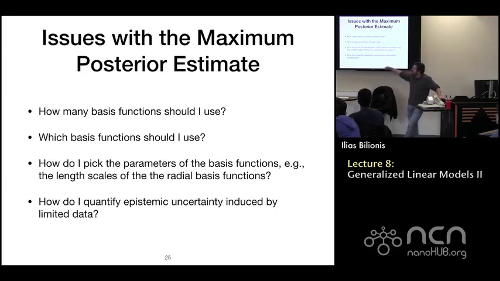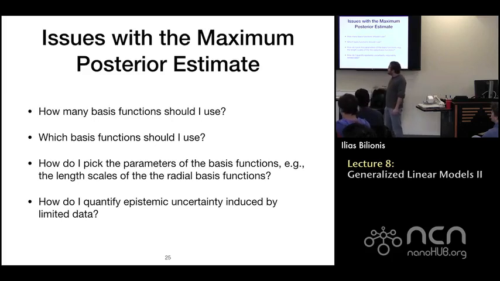So it doesn't tell you how to pick your basis functions, which one to pick. It doesn't even tell you how to pick that alpha that it introduced, right? It doesn't quantify epistemic uncertainty induced by limited data. And it's, in addition to all this, it's also a bad approximation because of a very strange thing.